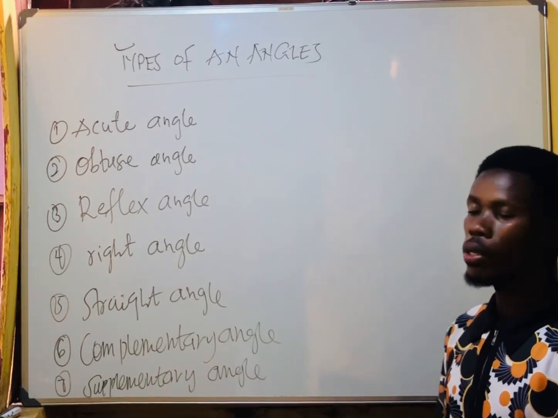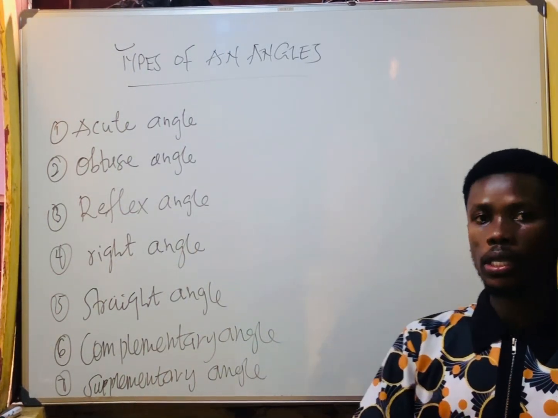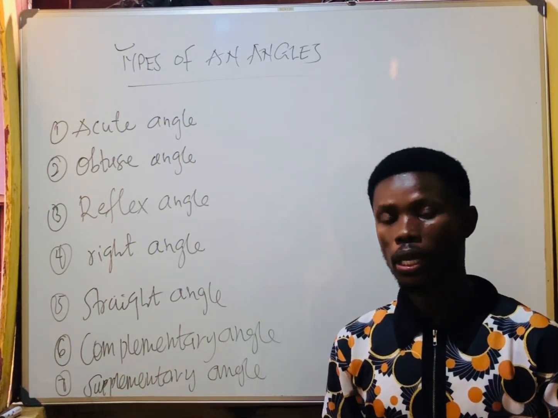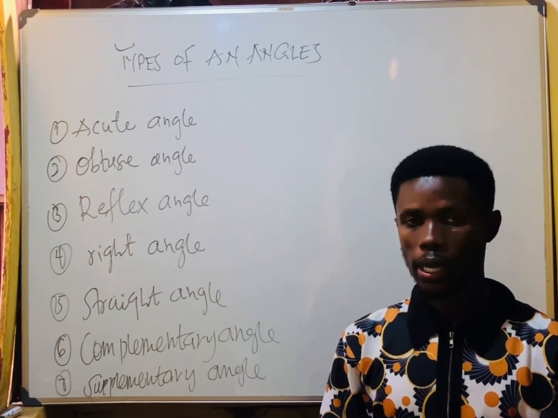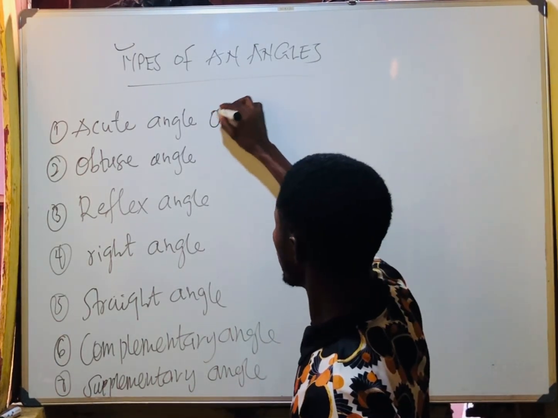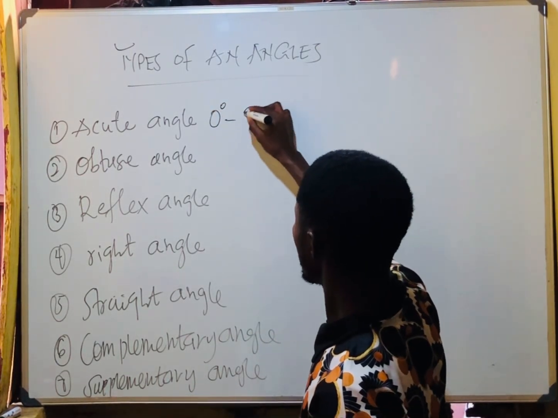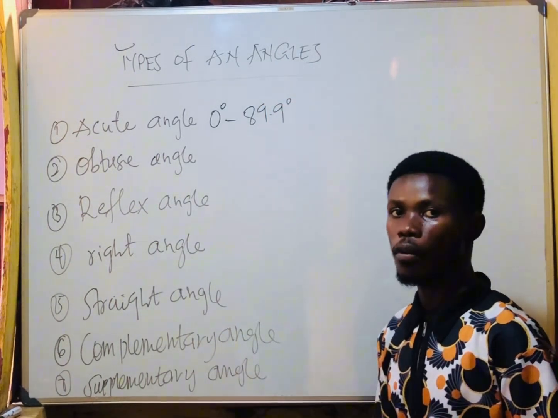Now when we say an acute angle, what does it mean? We are saying that an acute angle is a type of angle whose measure is always less than 90 degrees. So when we have an angle that is from 0 degrees to 89.9 degrees, then you can say that that type of angle is what?